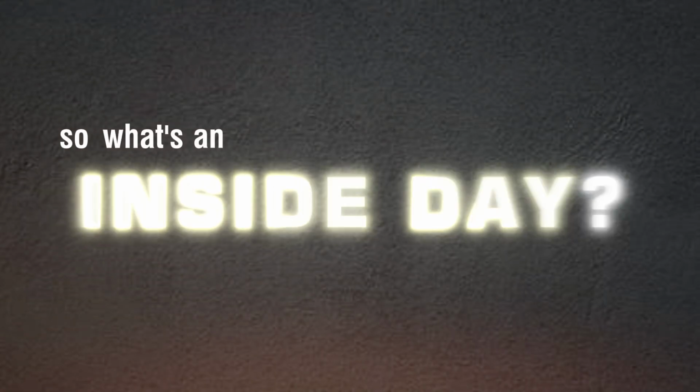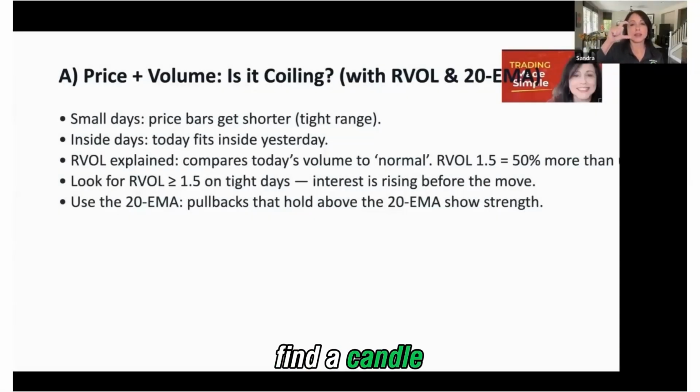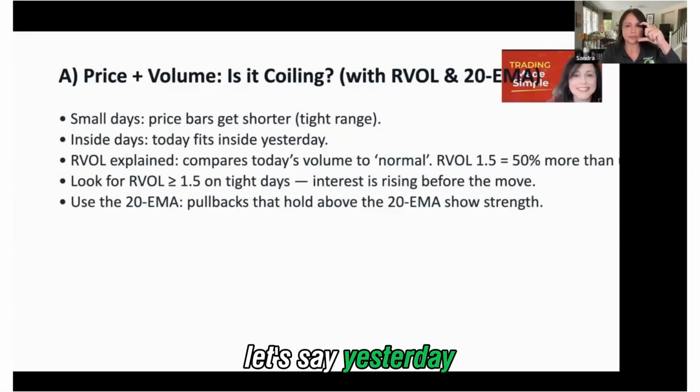So what's an inside day? An inside day is when you find a candle, let's say yesterday, and then today's candle, my range, high and low, right? This is yesterday's candle, high and low. Today's candle, high and low, is actually inside that range. That's actually called an inside day. What's an outside day? When it surpasses either of these, either the high or the low of yesterday. That's all that means. It's as simple as that.